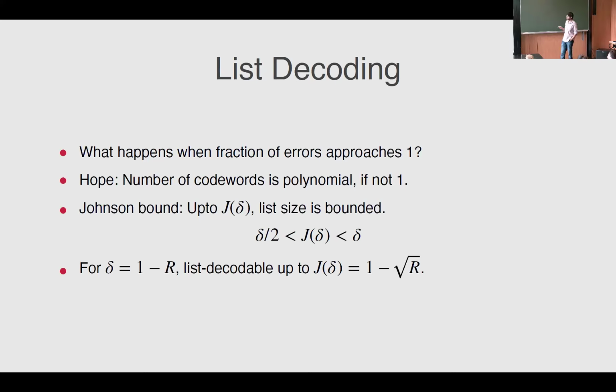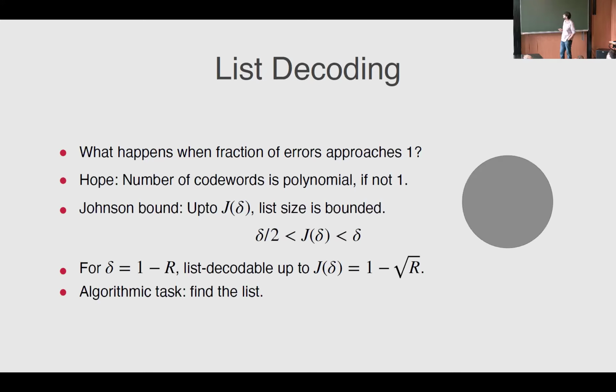And when we are looking at distance that takes the form 1 minus R, this threshold looks like 1 minus square root R. This is the Johnson bound. The Johnson bound says that the list is bounded up to 1 minus square root R. It does not say that there is an algorithm to find this list. That's the algorithmic task. So if we have this f tilde as the corrupted code word, then up to delta over 2, we know that there is only one code word, but up to J of delta also, we will have not too many code words.